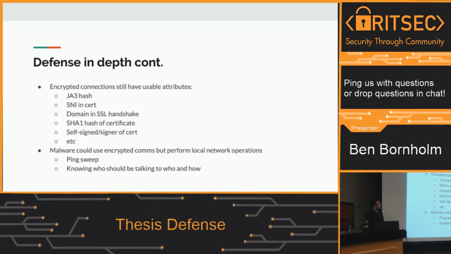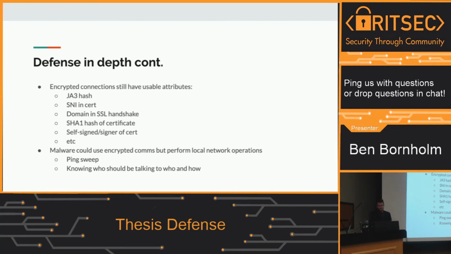So some different things that we can get from encrypted streams, specifically with Zeek, is we still have JA3 hashes. We still have the SNI in a cert, which is kind of like the domains for that particular cert. We have the domain in the SSL handshake that we can use. We have the SHA-1 hash of the actual certificate that's being used. We can detect if it's a self-signed cert, which is usually a really big indicator, or we can detect the actual signer of the cert. And there's a bunch of other things, but these are just some quick highlights.